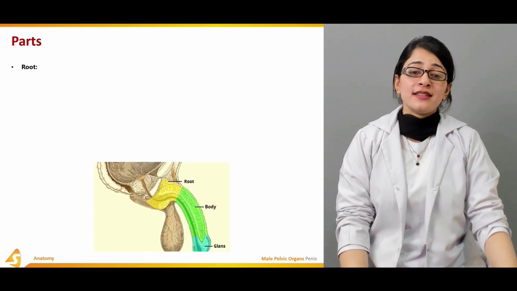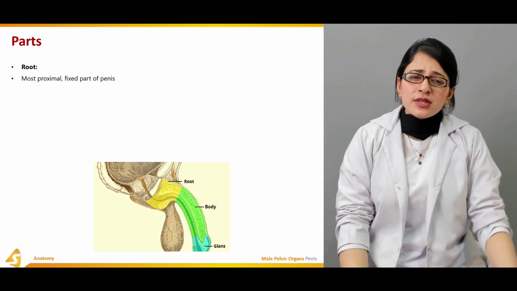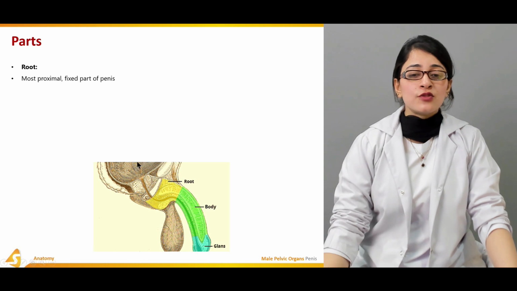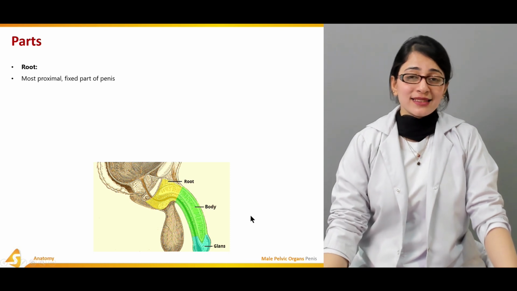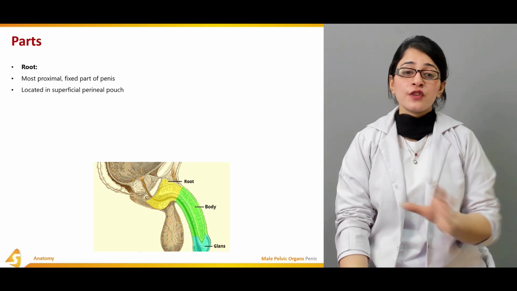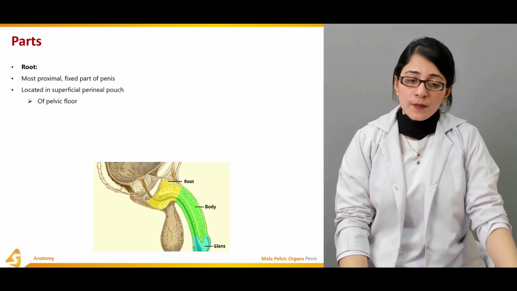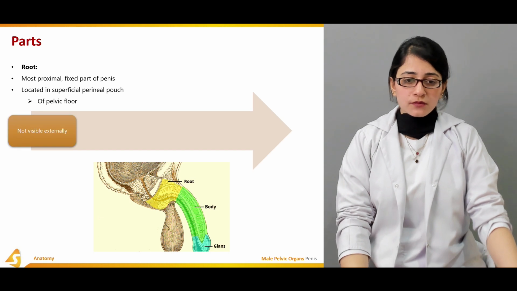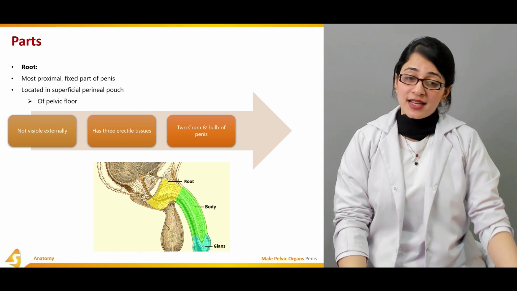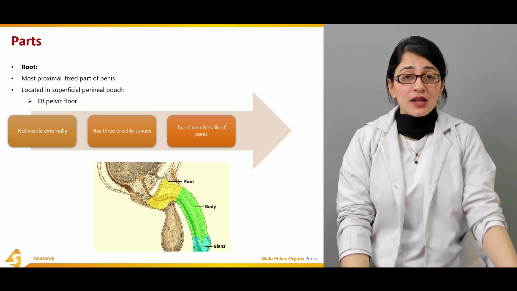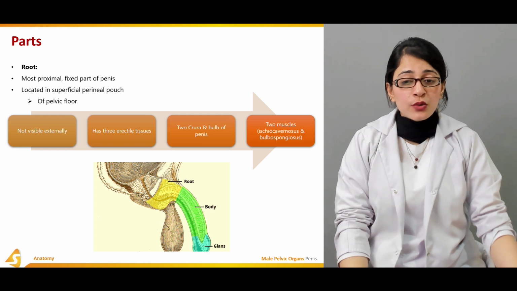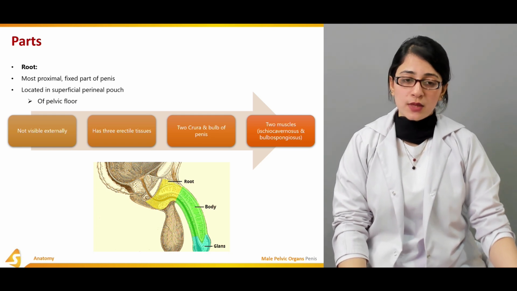The other part is the root. Now, the root is the most proximal and fixed part of the penis. You can see these three parts: the root, the body, and the glans. So the root is the fixed part. It is the proximal part located in the superficial perineal pouch of the pelvic floor. It is not visible externally, and it has three erectile tissues, the two crura and the bulb of the penis. We have two muscles present here, the ischiocavernosus and the bulbospongiosus muscle.